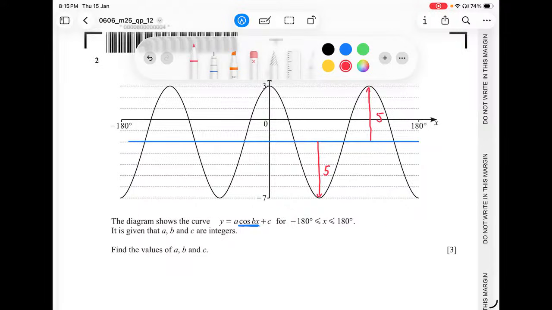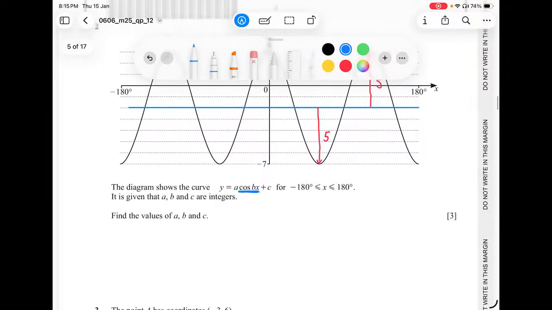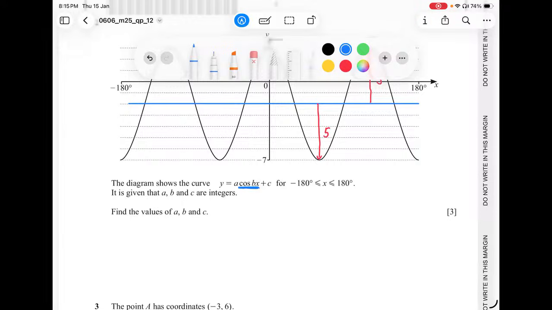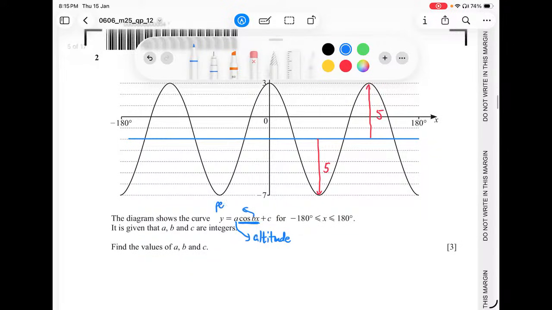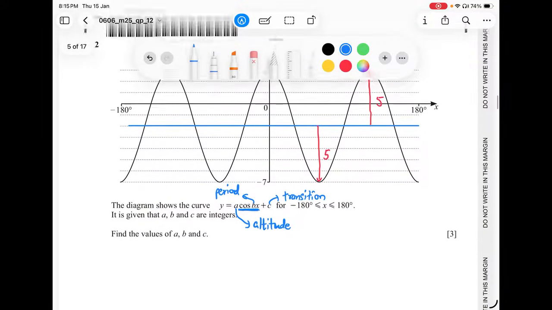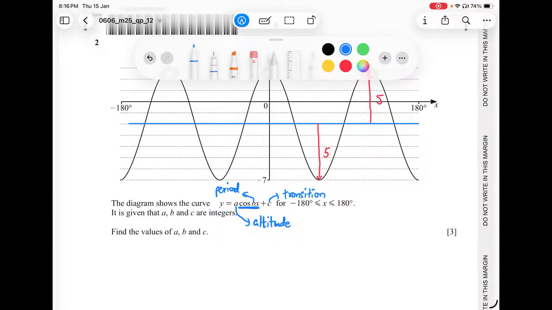So now, what does this A consider? For this A, this is the altitude. You just need to know which is the altitude, which is the period, and which is the transition of the graph. B is the period, as in the number of cycles in 360 degrees for a cos graph, and this is the transition. Now A is the altitude. The altitude is of course 5. So you can just write that A is 5.